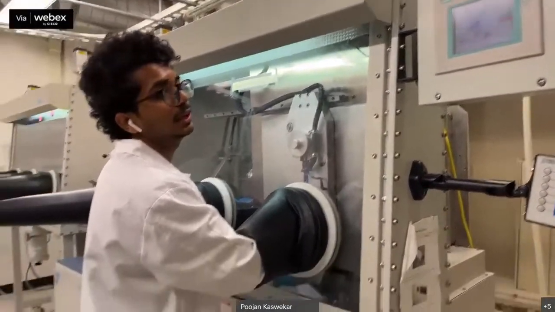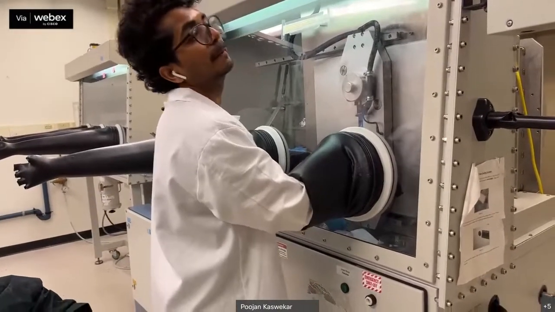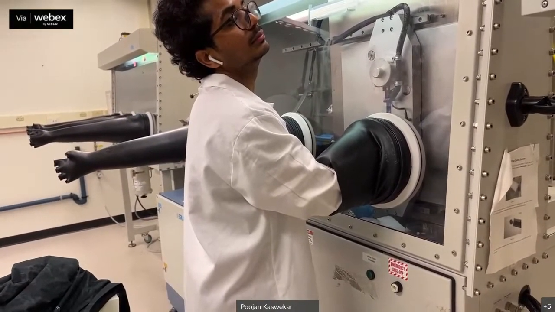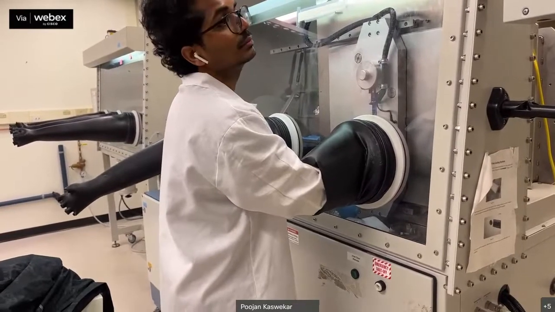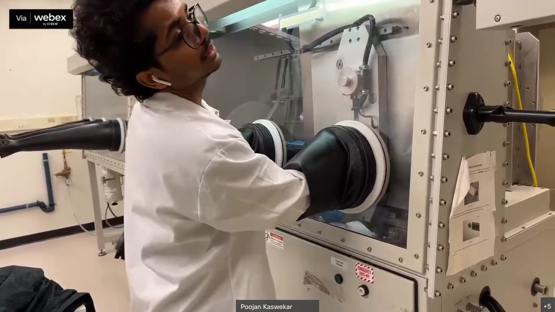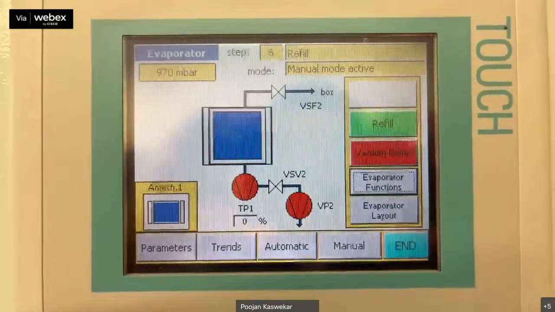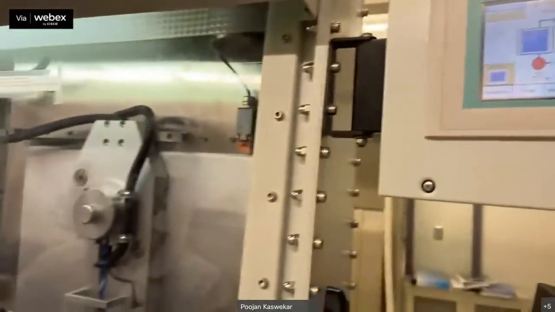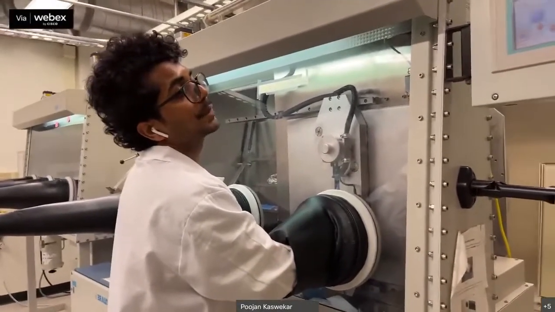The sound you're hearing is called refilling. So once all the nitrogen went out because of evacuation, now we are purging nitrogen inside. $960. More 30. $20.